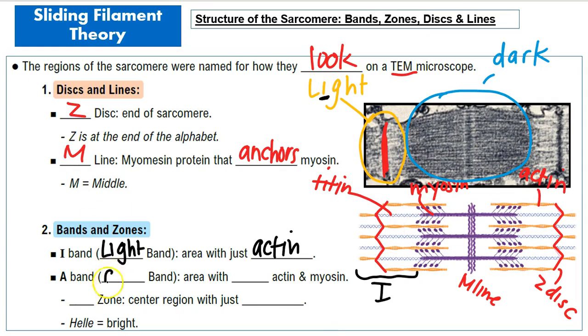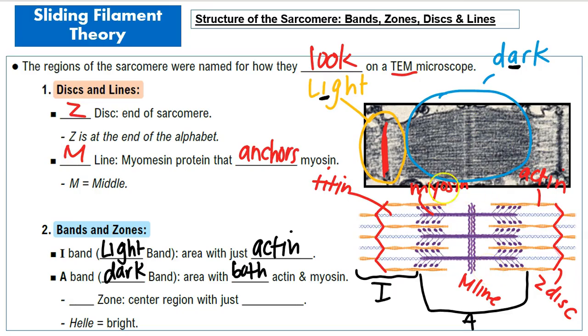Then we have the A band, which is going to be the dark band. Sometimes you can just underline the A and dark, and you will realize it's talking about the A band. This is the area with both actin and myosin. So this whole thing is considered the A band. Why? Because it has myosin and it has actin. Does it also have myosin in here? Yes, but we're talking about the areas that are actin and myosin, which show up dark in these areas on the transmission electron microscope.